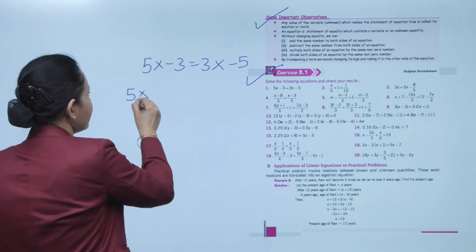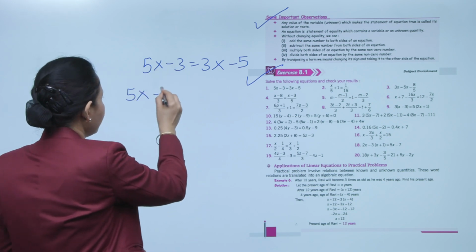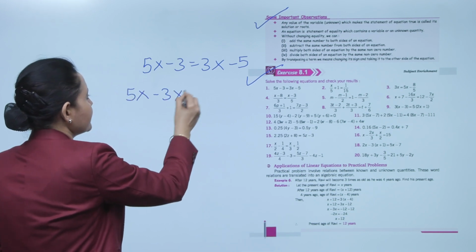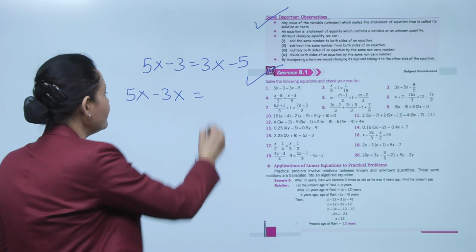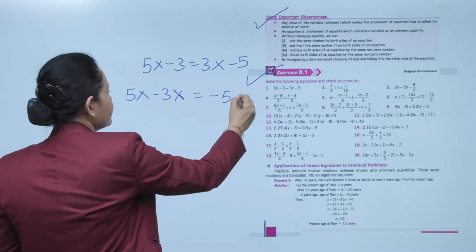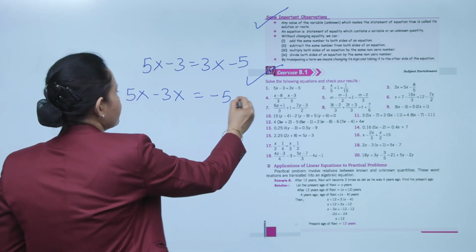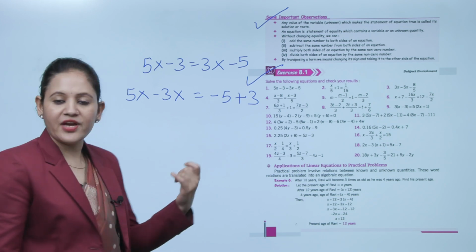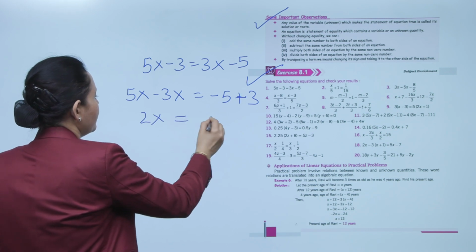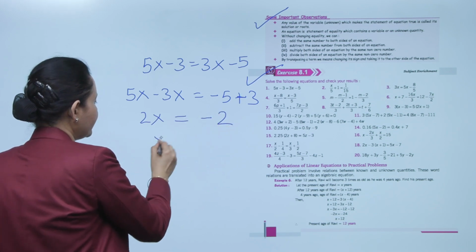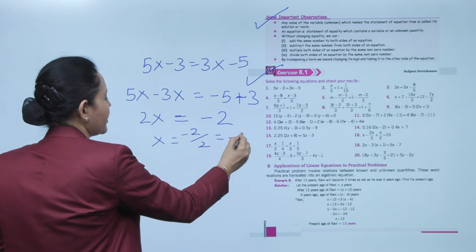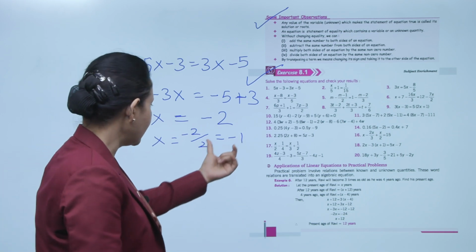So 3x comes to this side, it becomes minus 3x, and minus 5 equals, and 3 will come to this side, plus 3. So 5x minus 3x, that is 2x equals minus 2. So x equals minus 2 upon 2, that is minus 1. Now the value of x equals minus 1.